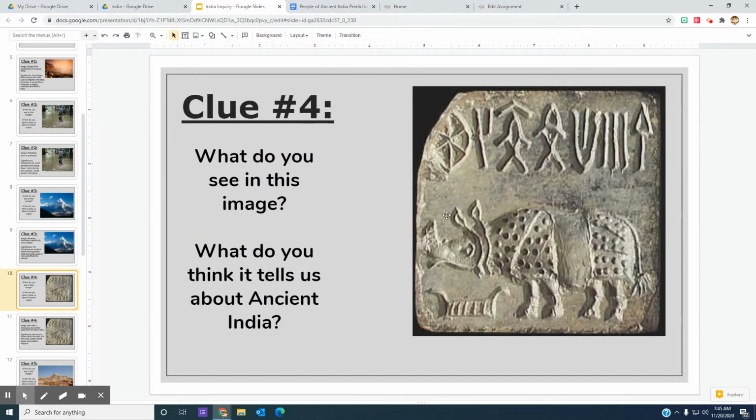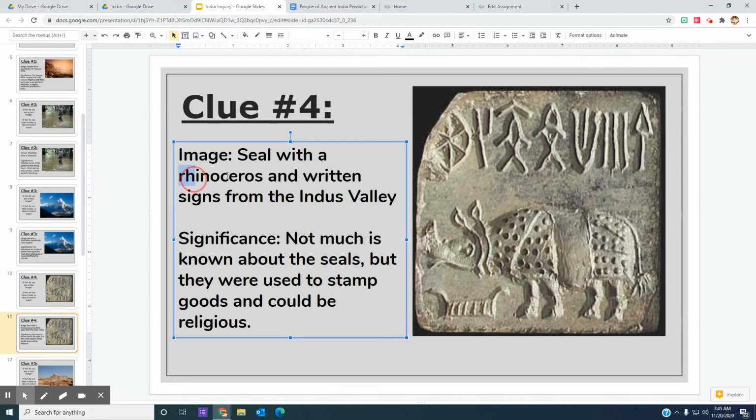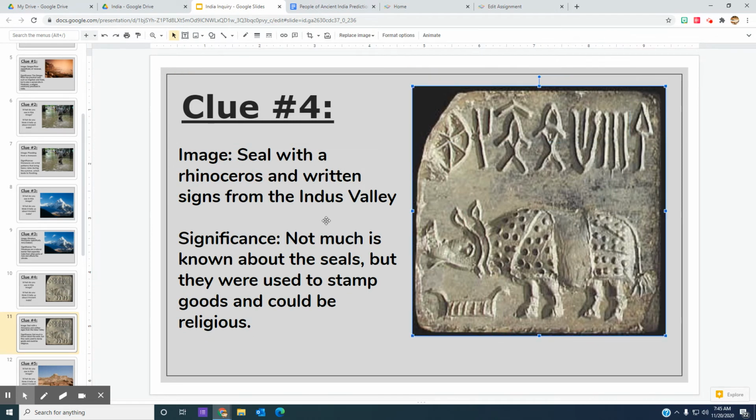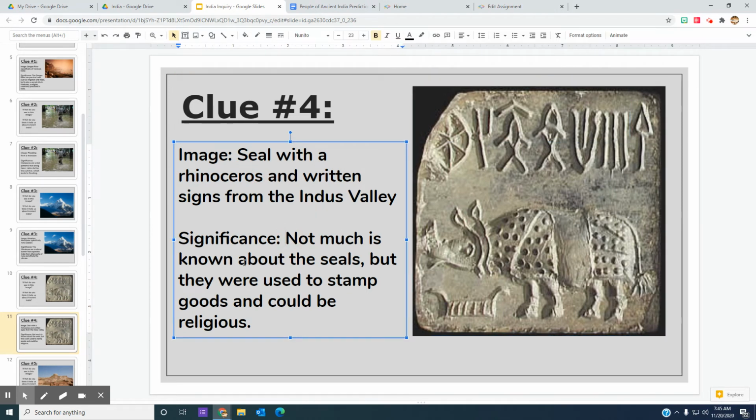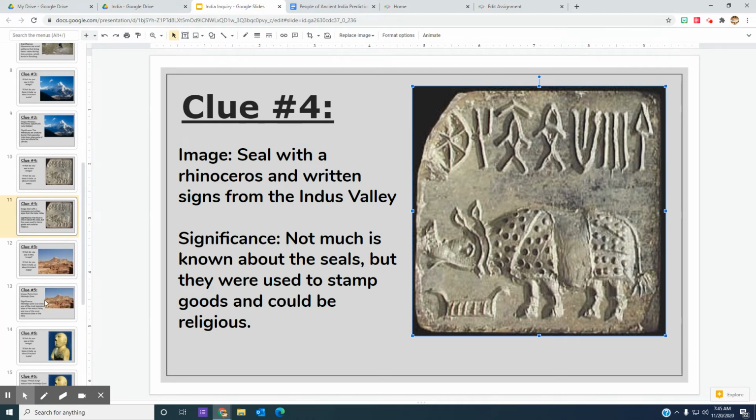In this image, you may have had fun trying to guess what kind of animal this is. We did in our classroom. This is actually a rhinoceros, and this tablet is a seal with a rhinoceros on it from the Indus Valley. Not much is known about the seals, and seals are referring to a stamp, but they were used to stamp goods to send them all over the world, and they could be religious.